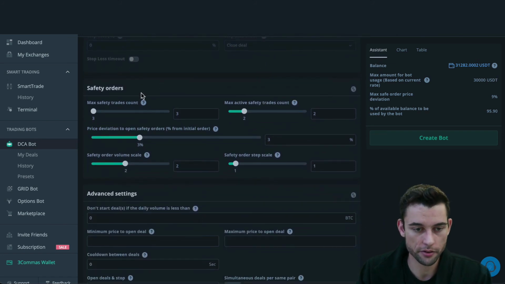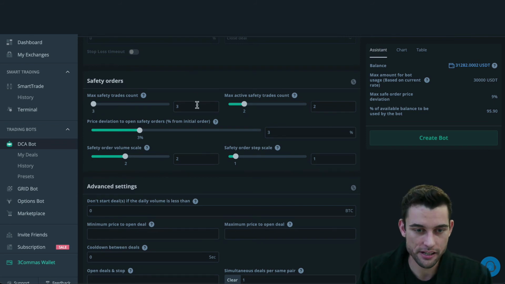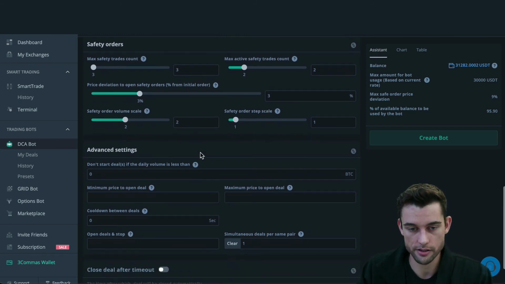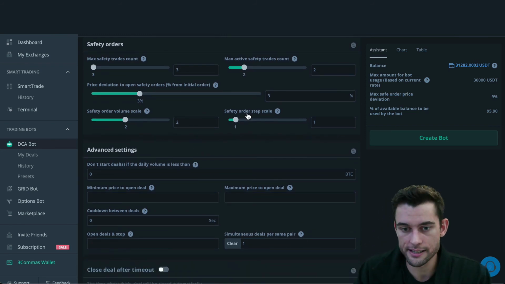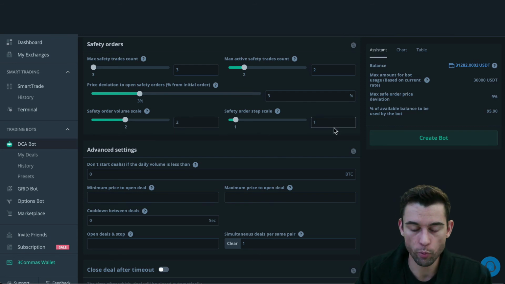We already covered the safety orders in depth, over and over again. So 3 safety orders total for each deal. Max active safety trades count is going to be 2, so we're going to put 2 orders into the books for every deal. Price deviation to open the safety orders is 3%. Safety order volume scale is 2, so we're going to double the safety orders every single time they get hit. Safety order step scale is going to be 1.